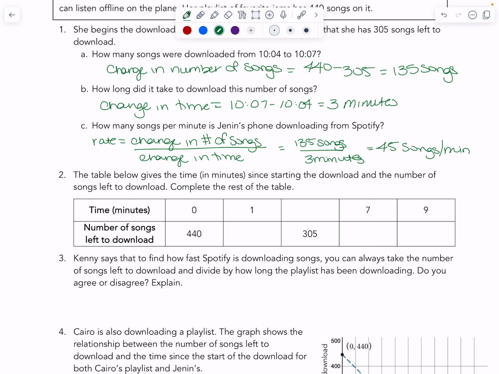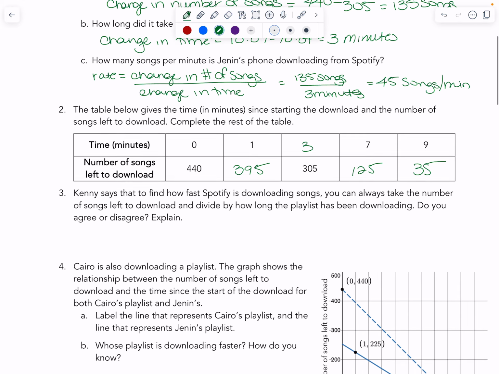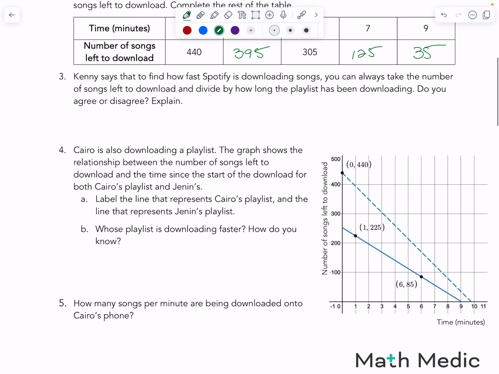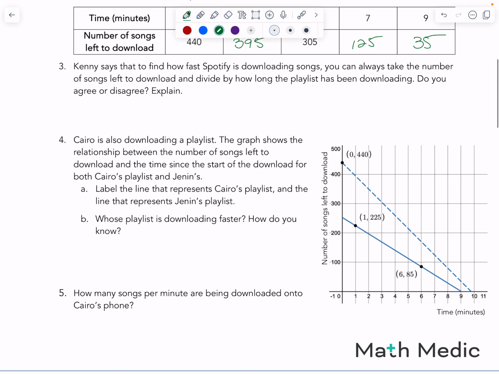All right, so I want you to complete the table next. So go ahead and pause the video. All right, so we're back. So you should have filled in the table. So this should have been a 3. And then 440. So then this should have been 395. And then 125. And then 35.